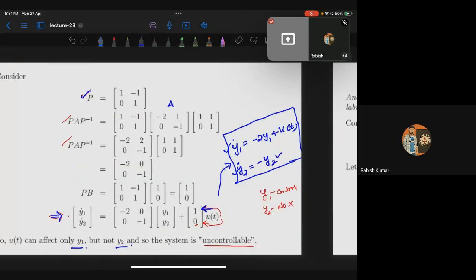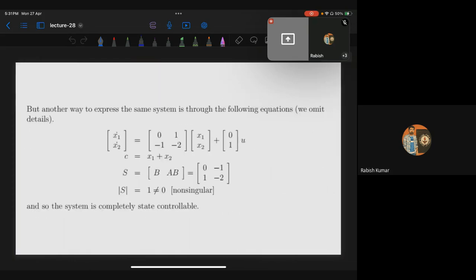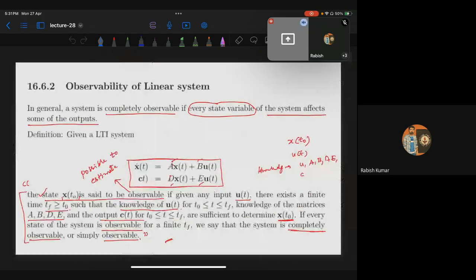Okay. Next is observability. A system is completely observable if every state variable of the system affects the output. Similarly, here also we see the general definition, considering particularly the output equation.